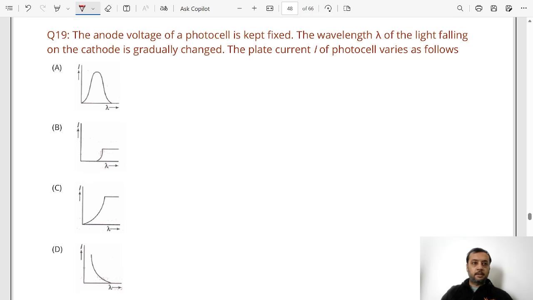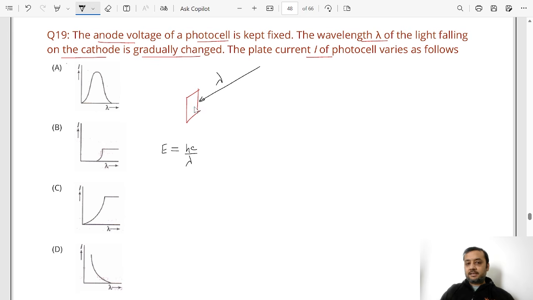Alright, very easy question. In this question, the anode voltage of a photocell is kept fixed. The wavelength lambda of the light falling on the cathode is gradually changed. We have to find the graph of current versus lambda. Suppose this is the cathode from where the electrons will be emitted, and the wavelength of the light, lambda, is being increased gradually. We remember that the energy of the photon is hc by lambda. That means the falling photon energy is decreasing slowly because lambda is increasing.